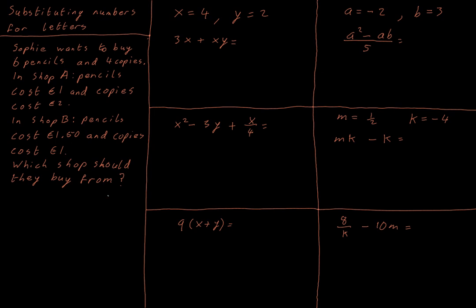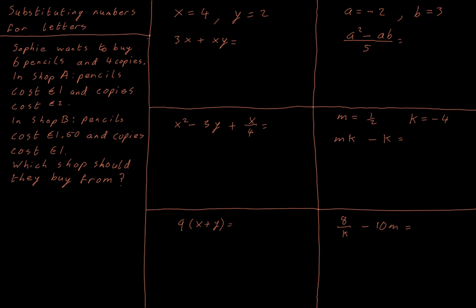Now this is making an assumption, as lots of our maths problems often do. You could just get the cheap pencils in shop A and you could get the cheaper copybooks in shop B. We're going to pretend that you have to do one or the other. We have to either go to shop A or to shop B for the purpose of our question. So we have 6 pencils and 4 copies to buy.